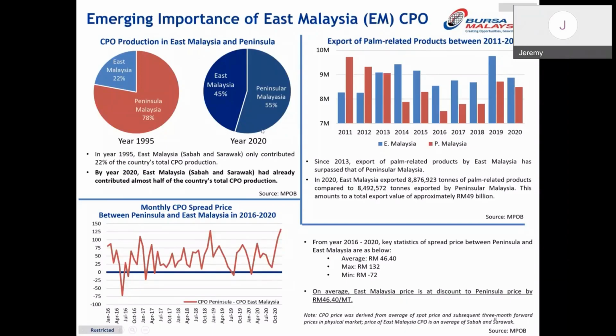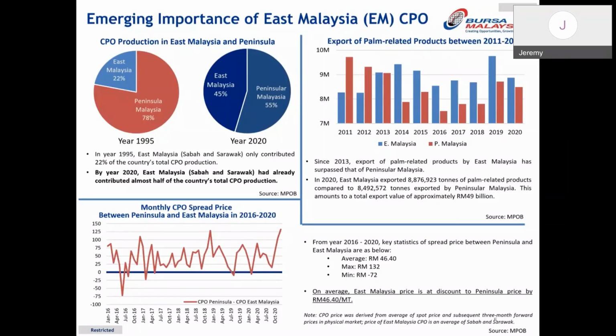Now let's move on to the top right-hand side of the slide. This shows the exports of palm-related products between 2011 and 2020. What does this graph show? Since 2013, the export of palm-related products by East Malaysia has surpassed that from Peninsula Malaysia. In 2020, East Malaysia exported 8.8 million tons of palm-related products, compared to Peninsula Malaysia's 8.4 million tons.